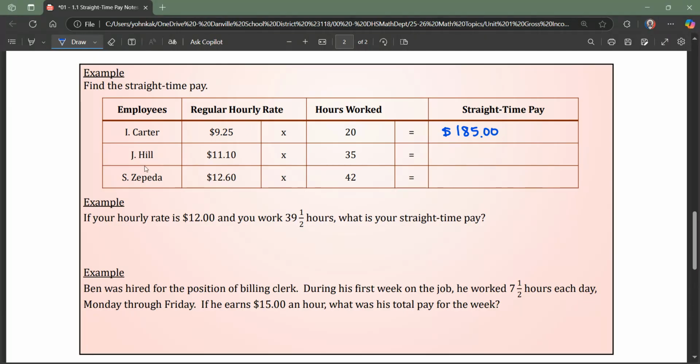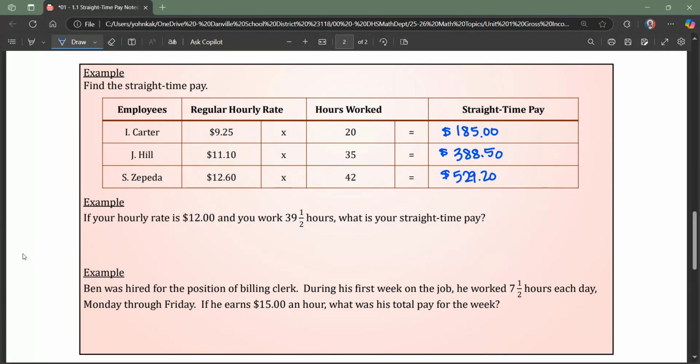The second one, Jay Hill, she earns $11.10 an hour at her regular rate. She works 35 hours. If we multiply those together, she's going to earn $388.50. Our last person, S. Zepeda, she earns $12.60 an hour, works 42 hours. Multiply those together, and you get $529.20. All right, those are pretty straightforward.